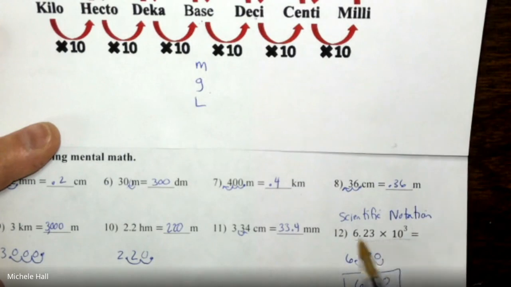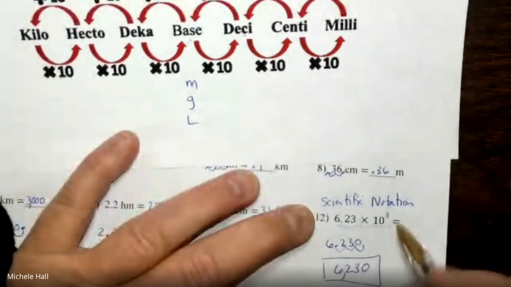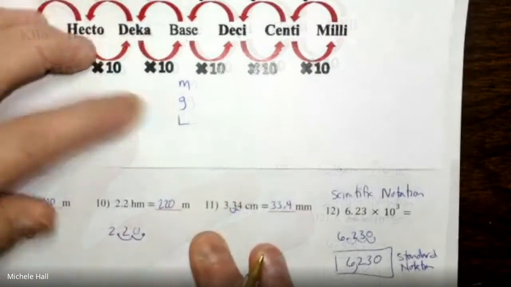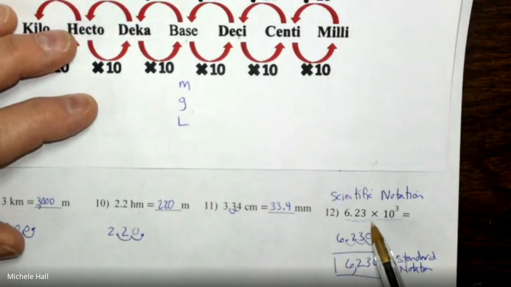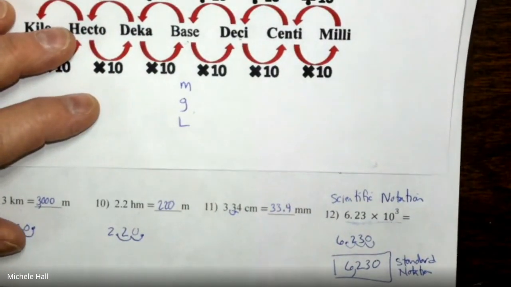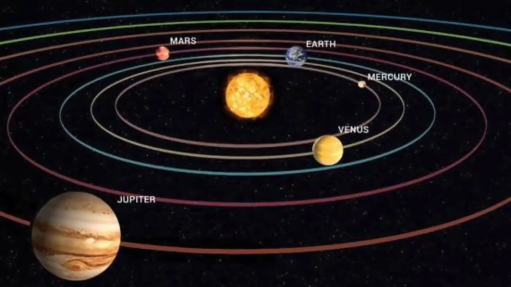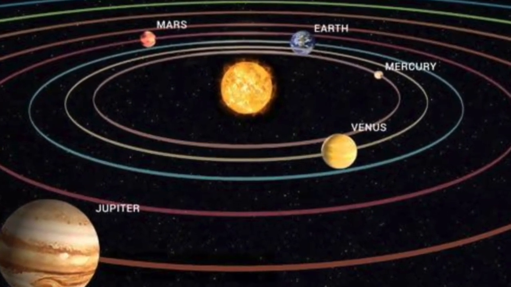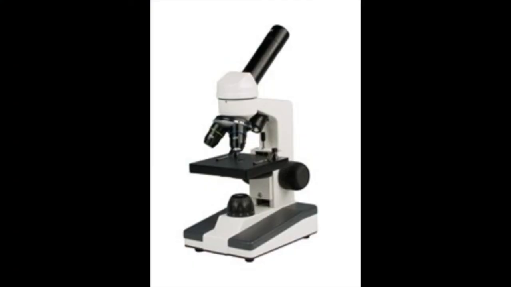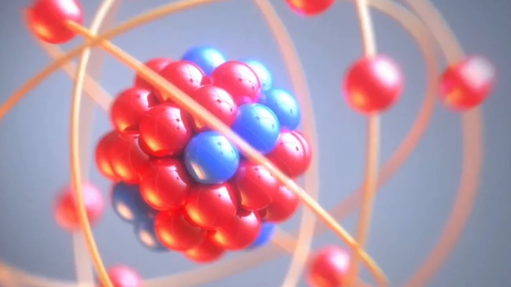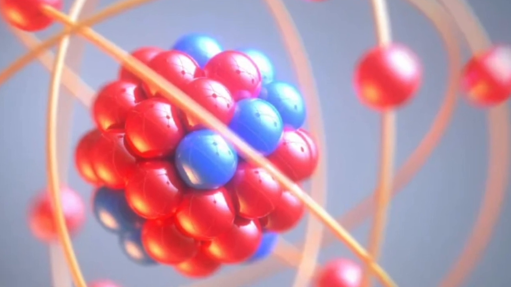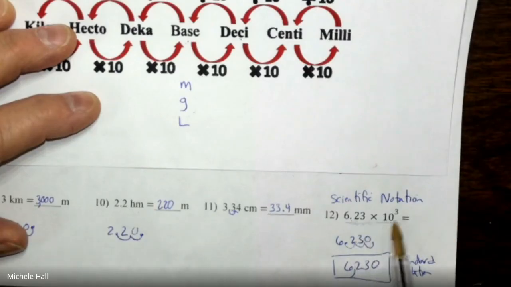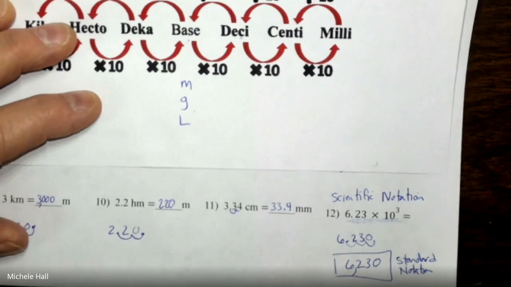Converting scientific notation into standard notation. Scientists like to use scientific notation when they're looking at things that are really, really big or really, really small. Really, really big would be looking through a telescope out into space. Looking at something really, really small would be looking into a microscope and looking at cells or atoms. That's why we like to use scientific notation. We don't want to have big, long numbers describing those properties.